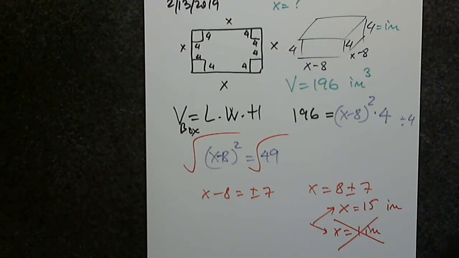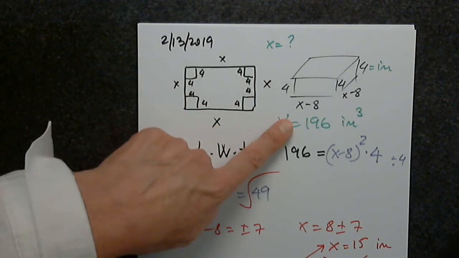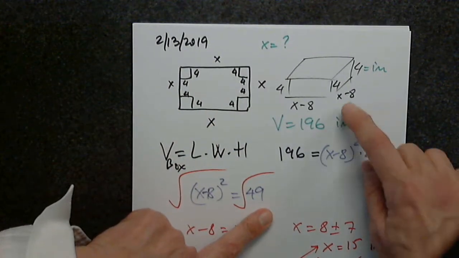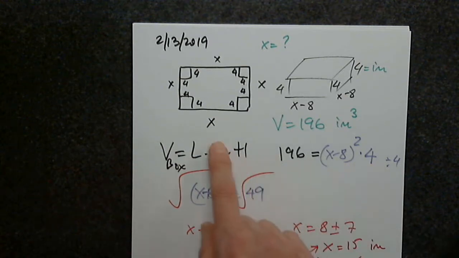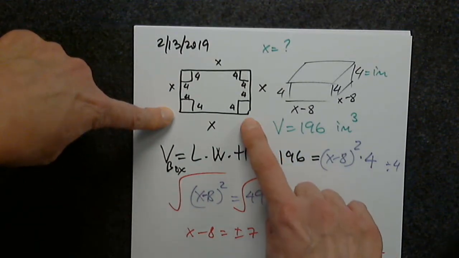So your answer is not correct. Correct answer is 7. So we had 196. Did I copy something wrong? Okay, that's okay. So let's see what happened. So we had an x. x minus 8, the length and the width of x minus 8. So the width just ends up being 7. So it'd be 15 minus 8.